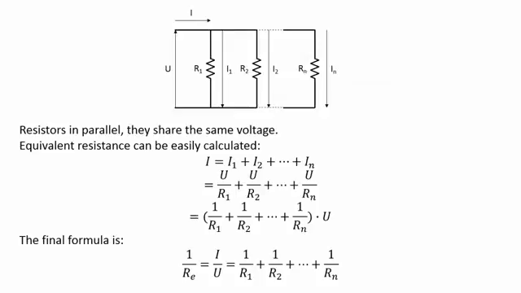If we connect resistors in parallel, they will share the same voltage. The current through them most probably wouldn't be the same. The equivalent resistance can be easily calculated.